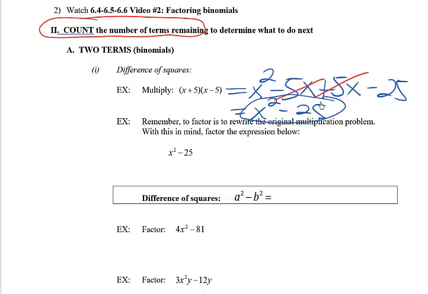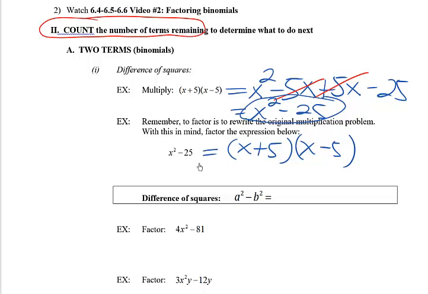Well, x squared minus 25 is a binomial, and so obviously if I was asked to factor it, which is what I'm being asked to do in the next problem, that just means, could you please tell me the original multiplication problem? Well, I know what that is. We just worked it out. The original multiplication problem would be x plus 5, x minus 5.